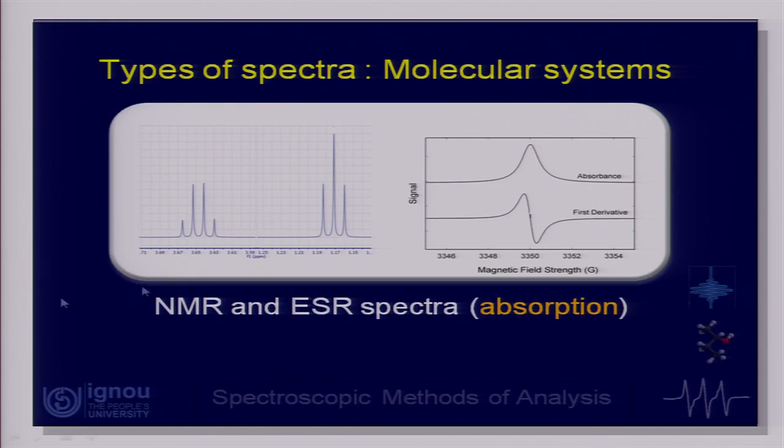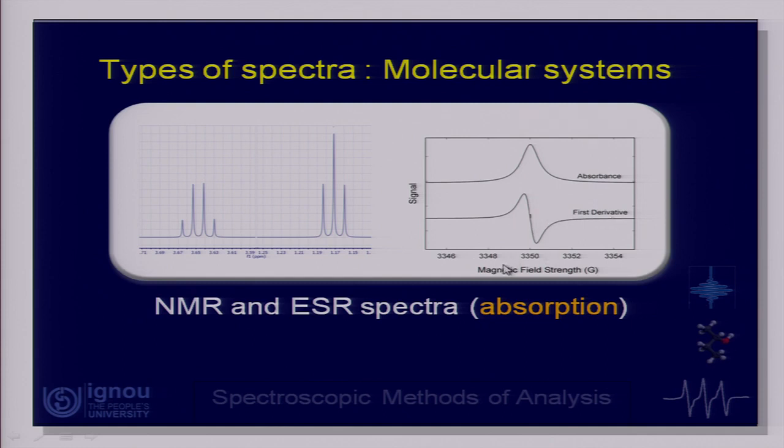Look at this. These are NMR and ESR spectra. This is a typical NMR spectrum. I am showing a very simplified version of that. Here again we find that the spectrum is a band kind of spectrum, and this is the ESR spectrum, electron spin resonance spectroscopy. Herein I get a spectrum which is broad like this. Typically this is taken as a derivative spectrum. We will talk more about it at a later stage.